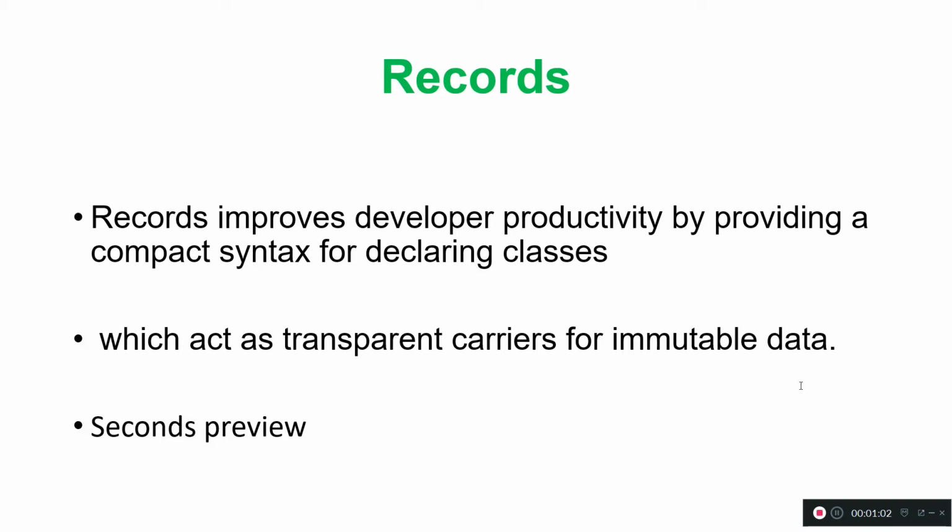So records solve that problem and give us immutable objects in the form of a record, which acts as a transparent carrier for immutable data. So that immutable data can be transferred across layers as a record. There is a new keyword called record introduced in Java 15, similar to how interface is a keyword and class is a keyword. Interface is used to create interfaces and class is used to create classes. In a similar way, the record keyword is used to create records.